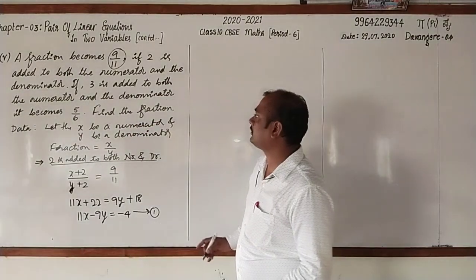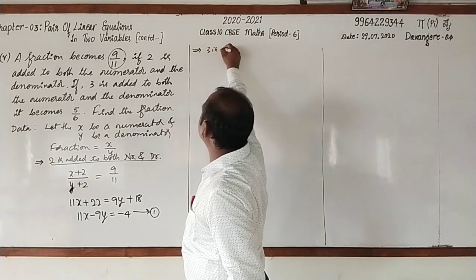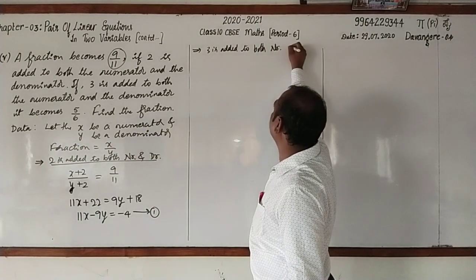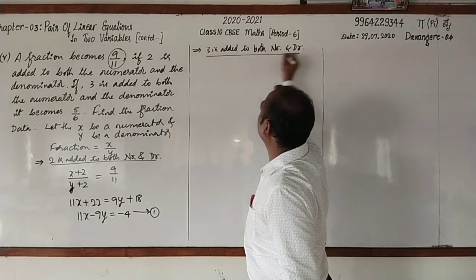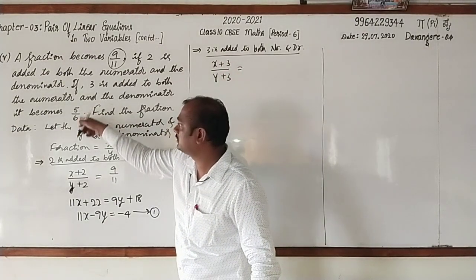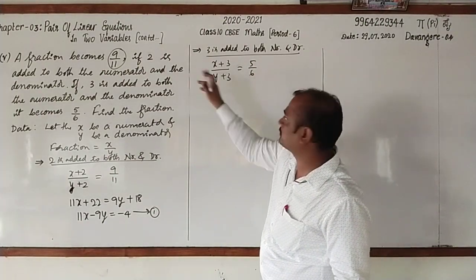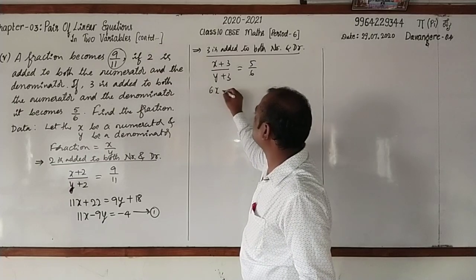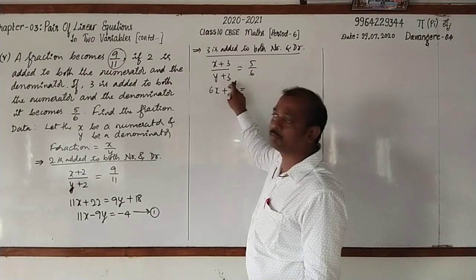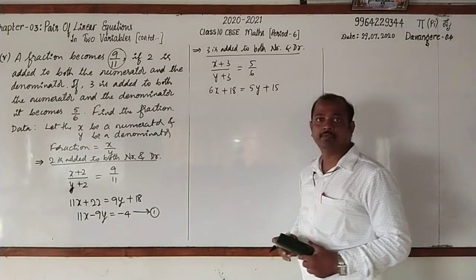Next, the second statement: 3 is added to both numerator and denominator. That is x plus 3 by y plus 3. Then the fraction becomes 5 by 6. Here I'll write 5 by 6. Again go for cross multiplication. 6 into x, 6x. 6 into 3, 6 3s are 18. Then multiply 5 with both the terms. 5 into y, 5y. Plus 5 3s are 15.